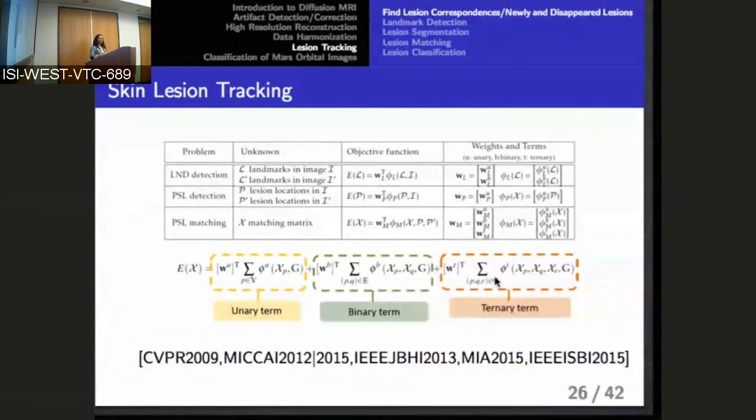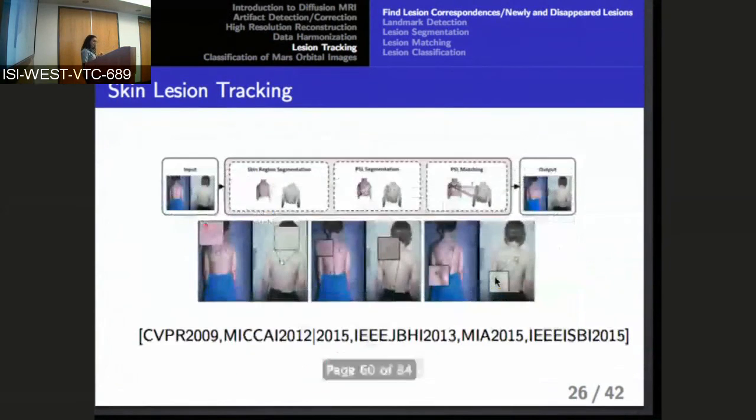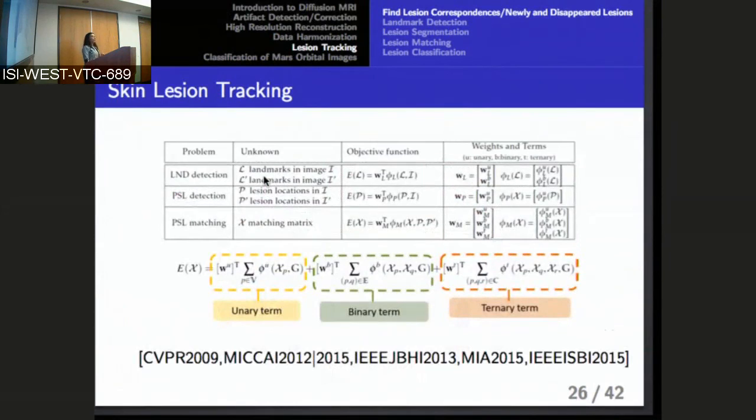In this table, I try to summarize the objective function. Actually, I forgot to say that we break down our pipeline into 3 different subproblems: skin region segmentation. We first segment the skin region of the back of the patient automatically, and then within that region we detect moles, and then given the moles in image 1 and image 2, we perform matching between them. And on this table here, I just try to summarize the objective function of these 3 different tasks.